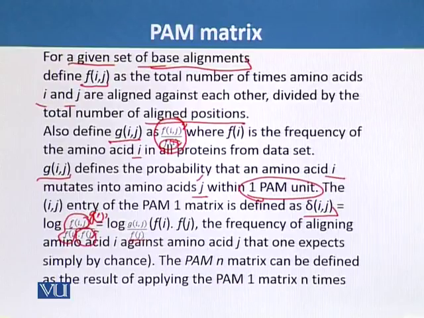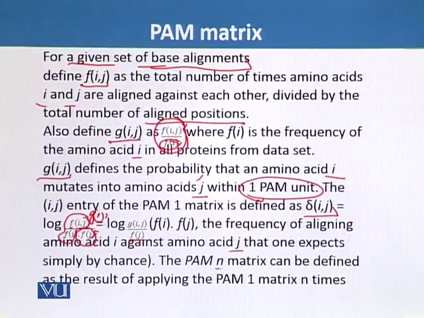We replaced the value of Fij divided by Fi with Gij, because Gij is this value. And Fi and Fj are the frequencies of amino acids I and J, so FiFj is the frequency of aligning amino acid I against amino acid J that we already saw previously, which one expects simply by chance, because there is a mutation and they can replace each other.